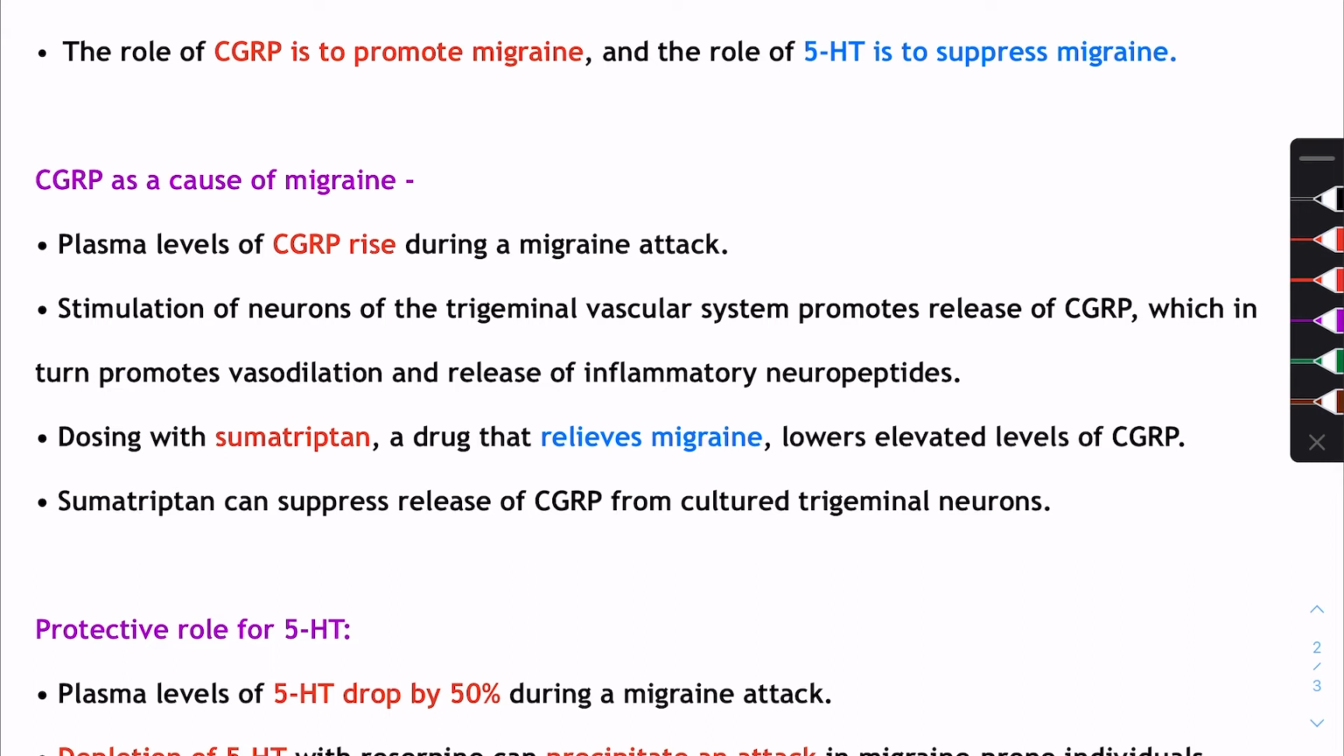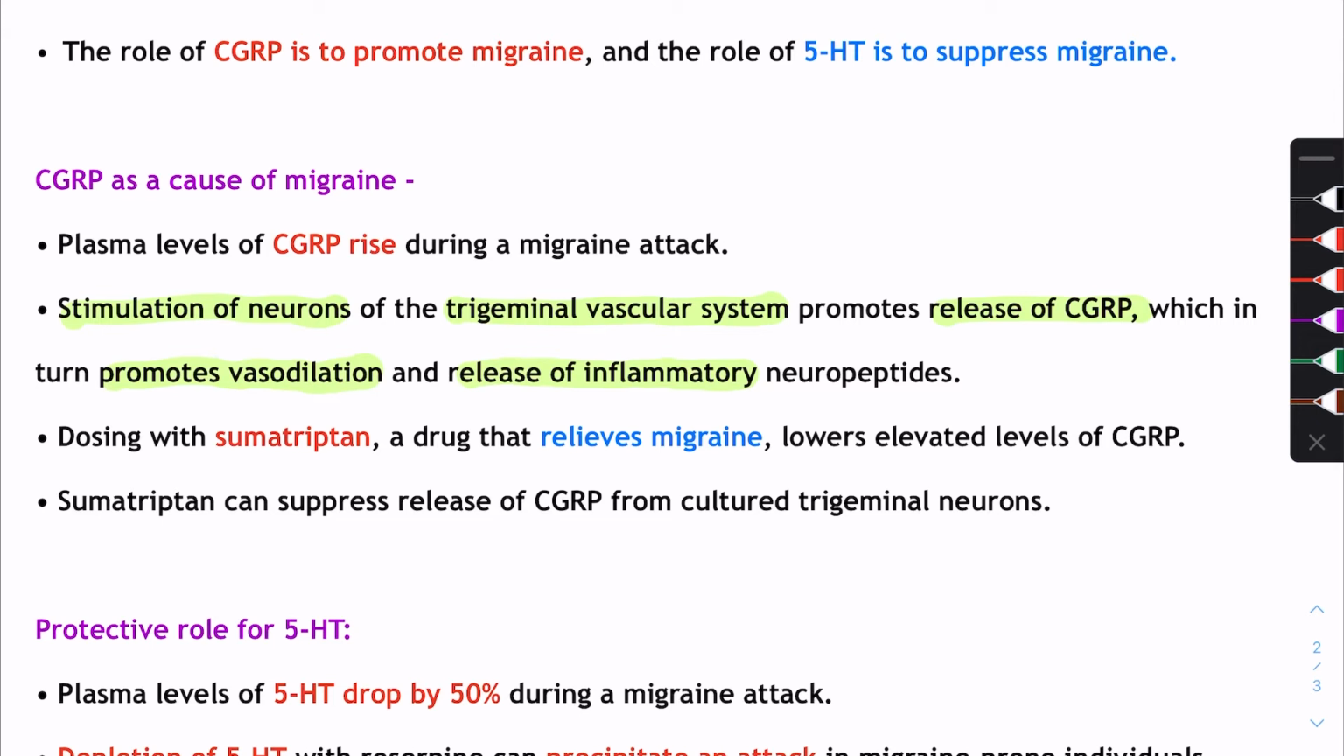Whenever there is a migraine attack, there will be increased plasma levels of CGRP. CGRP levels will rise during migraine attack. As we discussed earlier, whenever there is a stimulation of the neurons of the trigeminal vascular system, there will be increased release of CGRP. Whenever the triggering event leads to vasodilation of the intracranial blood vessels, that in turn leads to stimulation of the neurons of the trigeminal vascular system. This will promote the release of CGRP, which in turn will promote vasodilation and release of inflammatory neuropeptides.